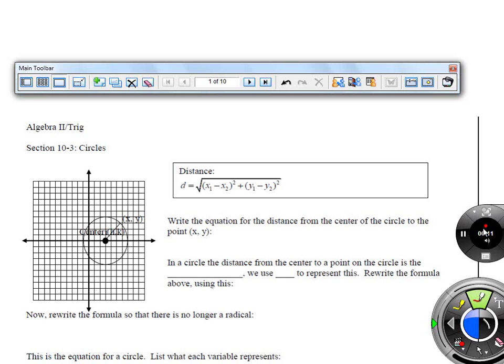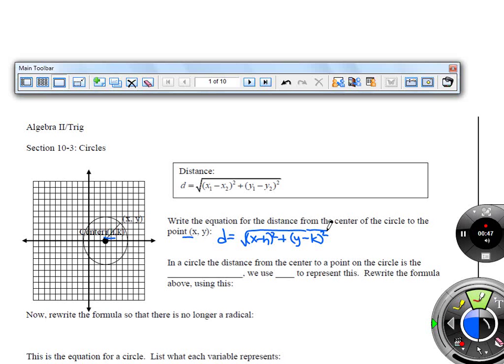Looking at circles, I put here on your note guide the distance formula. The first prompt says to write the equation for the distance from the center of the circle to the point x, y. So we're calling the center h, k, and then the other point x, y. That just means in this distance formula, one of the x's is the x from the point, and one of the x's is the x from the center, which is h. So we would call this x minus h squared plus, and then same thing for the y coordinates, we would have y minus k squared. So there's our distance formula written with those two things in mind.